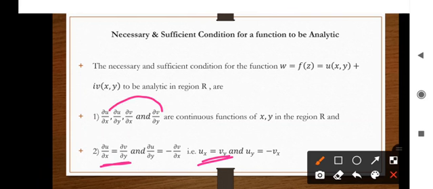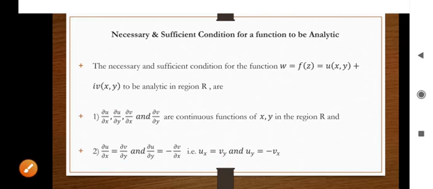These two derivatives should have the same value, and the middle pair of derivatives should have negative values of each other. So dou u by dou x equal to dou v by dou y and dou u by dou y equal to minus dou v by dou x. If these two conditions are satisfied, then you can say that the given function f of z is an analytic function in that given region R.